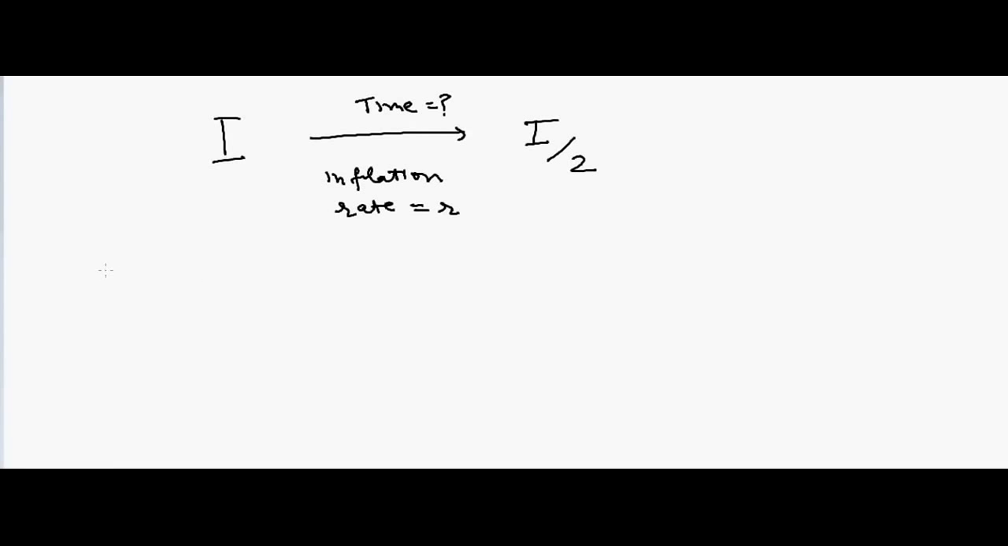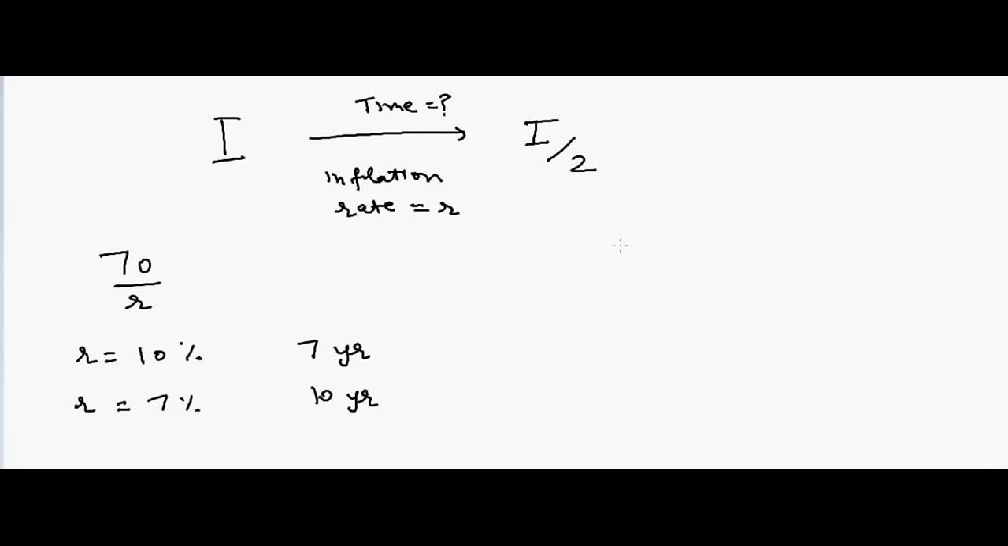So the simple trick to approximate the time is: take the number 70 and divide it by r. So for example, if you have an inflation rate of 10%, then it will take 7 years for your money to become half of its value. And if the inflation rate is 7%, then it will take 10 years for your money to have half of its value. So how was this trick generated?